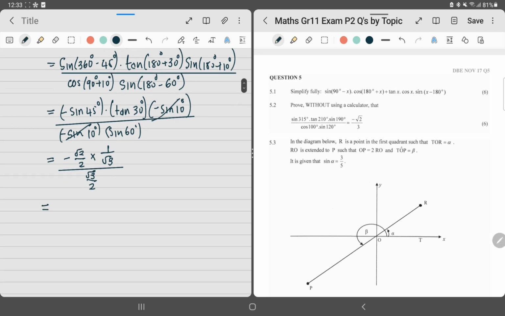Okay. The numerator is going to be negative square root 2 over 2 root 3. And then we're going to divide by square root 3 over 2. So I'm just going to times by 2 over square root 3. This takes care of that. And then I'm left with negative square root 2, square root 3 times square root 3, that's 3, which equals the right hand side.